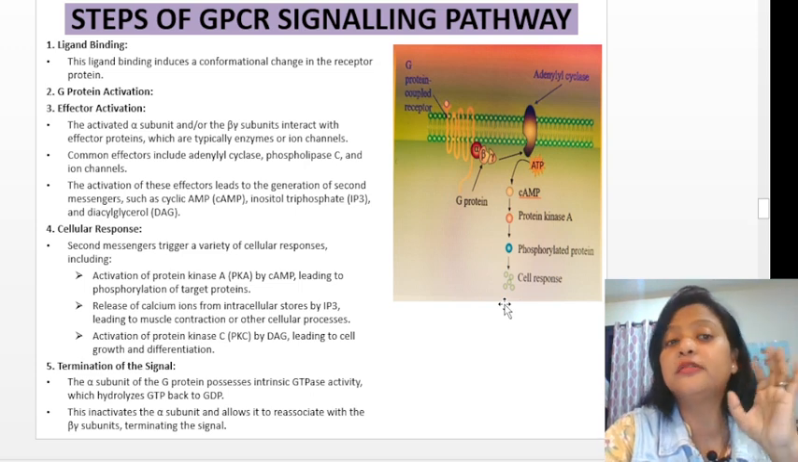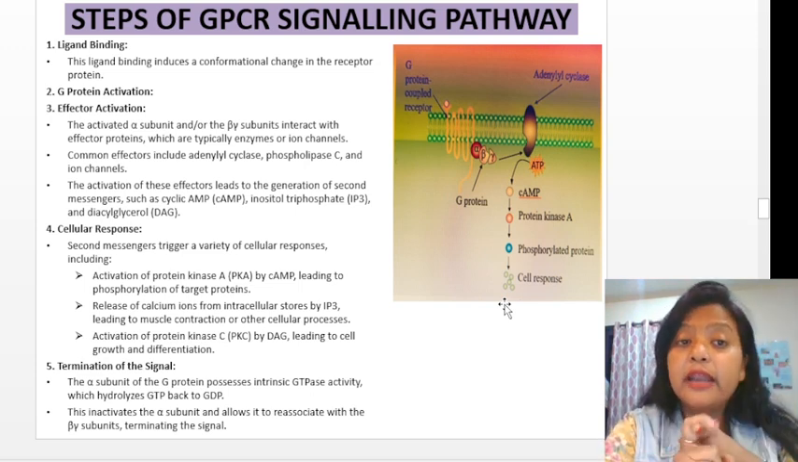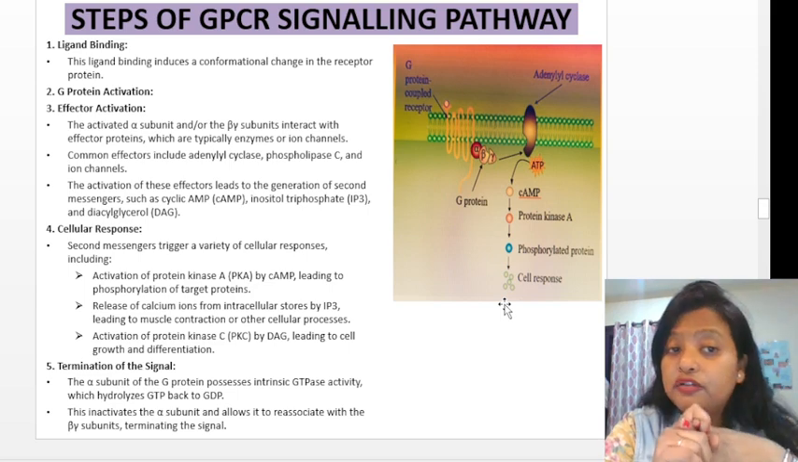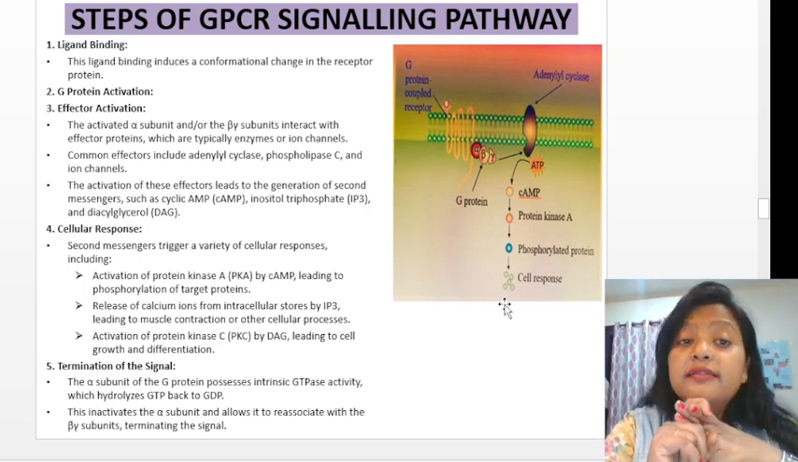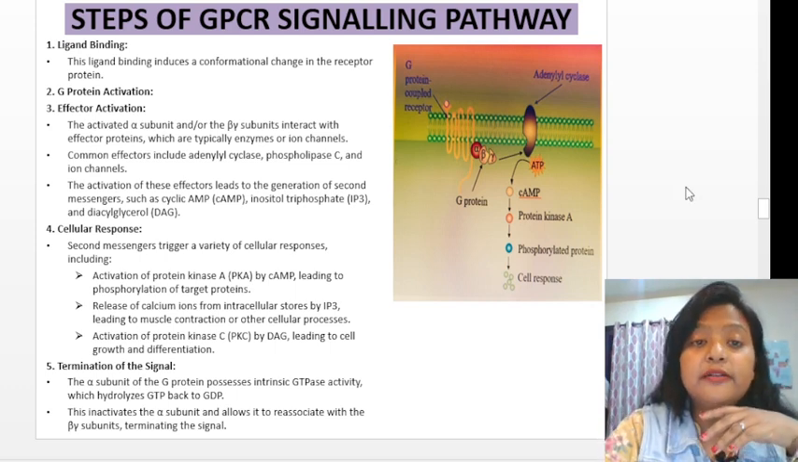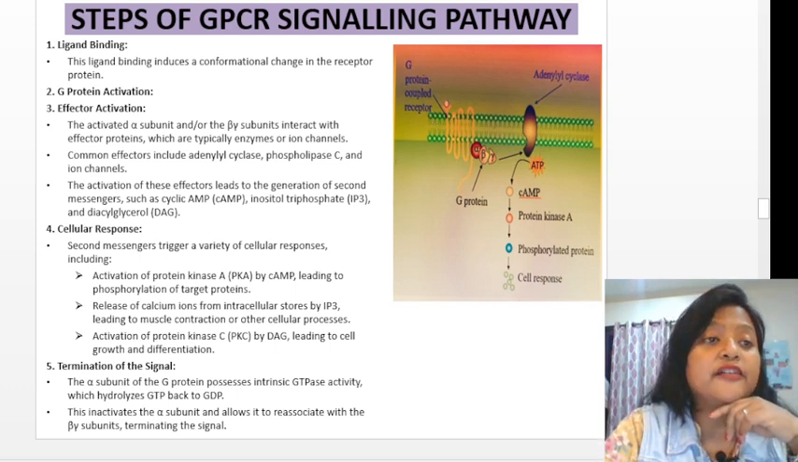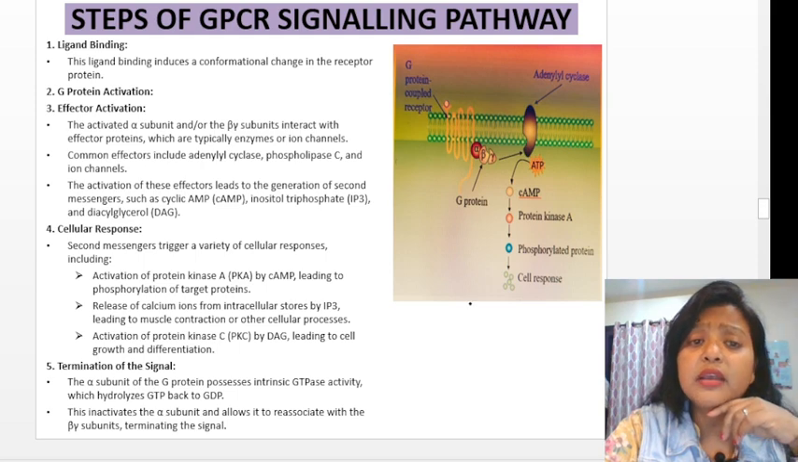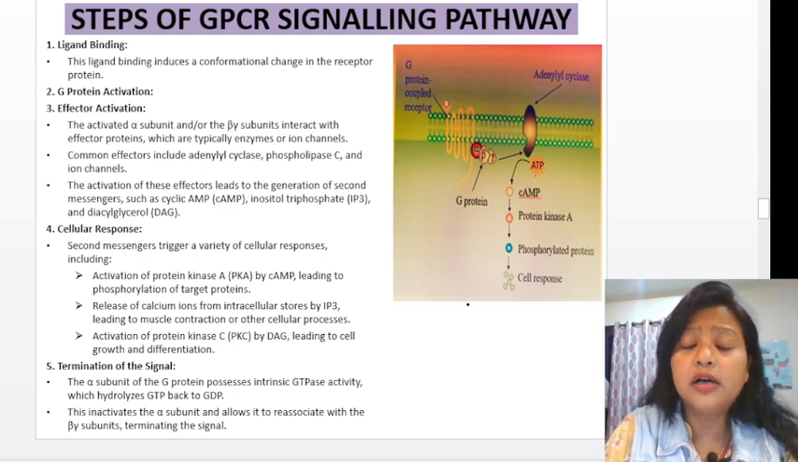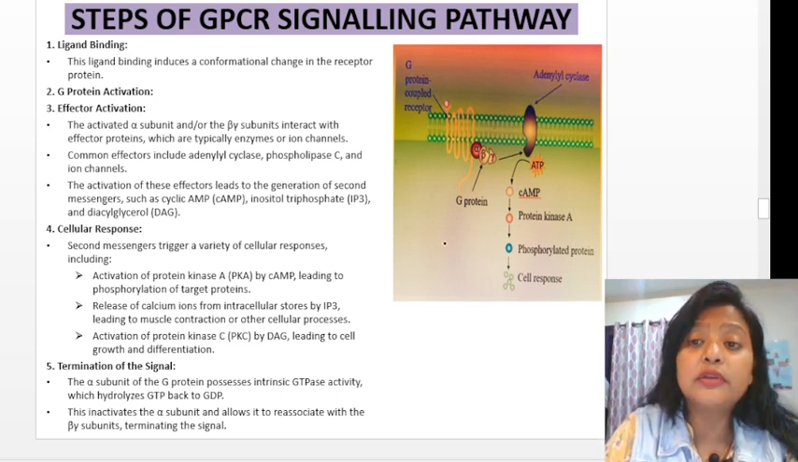Now let's come to the steps. I already told you. First step is ligand binding. Second is G protein activation, already explained. Now third is the effector activation. So what happens out here is that once the alpha subunit is activated, I told you they will interact and they will have their own process occurring out here. So क्या होगा? Then this G protein active form, it will go and bind to the adenylyl cyclase.